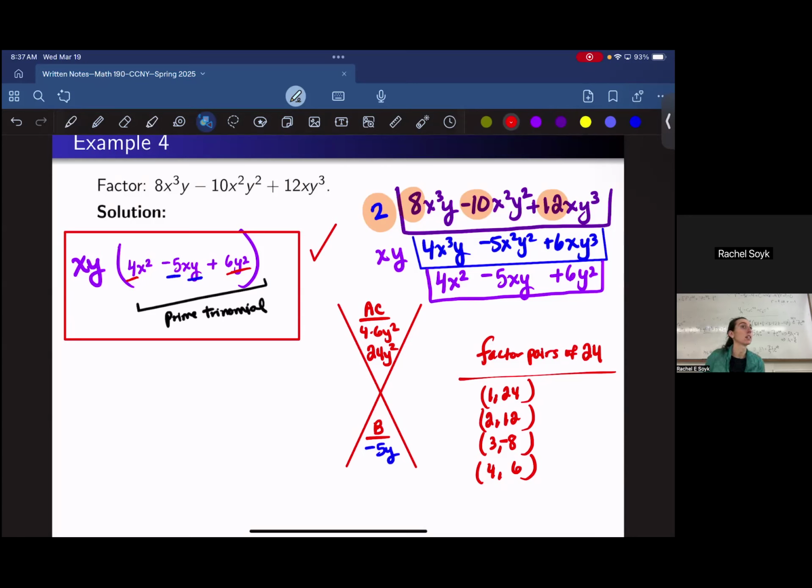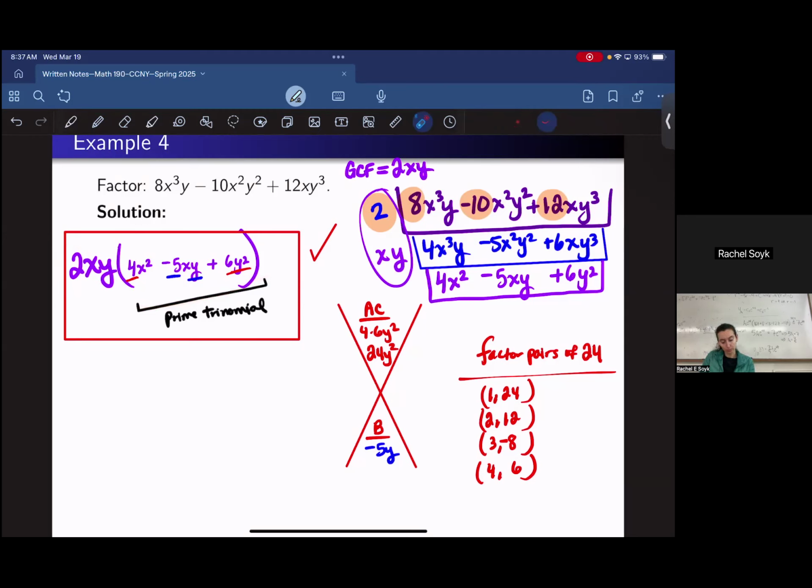Say that again? Oh, yes. Yeah, I forgot that too. Thank you so much. Yeah, our GCF is the product of that whole diagonal. Good catch, Jazala. Yeah, so this is our final result.